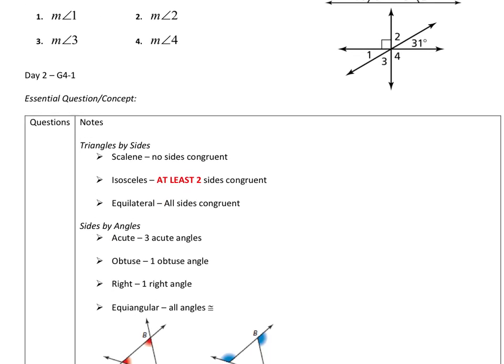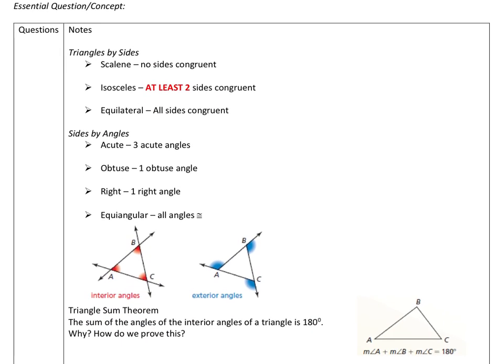So let's get started with this, and we can name a triangle two ways. We can name it by its sides, and we can name it by its angles. So a triangle by its sides, and this should say triangle by angles. Okay, so if we've got no sides congruent, we're going to say it's scalene. If we've got at least, notice it says at least, two sides congruent, then it's isosceles. And then all sides congruent, it's equilateral.